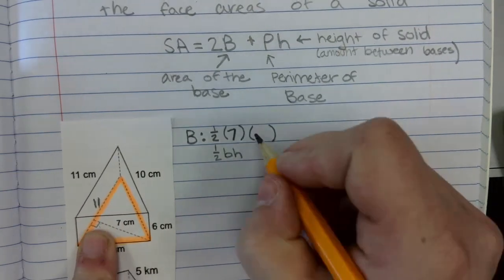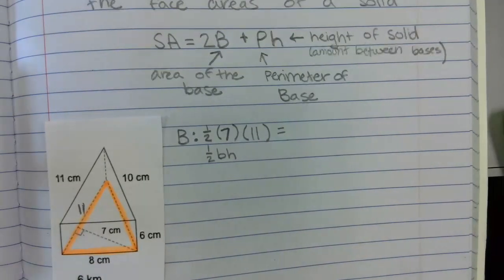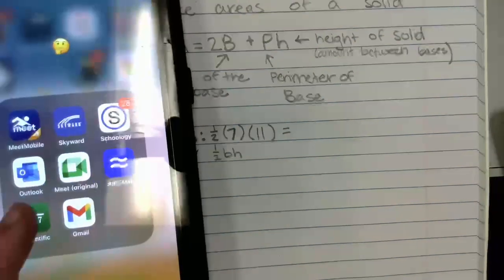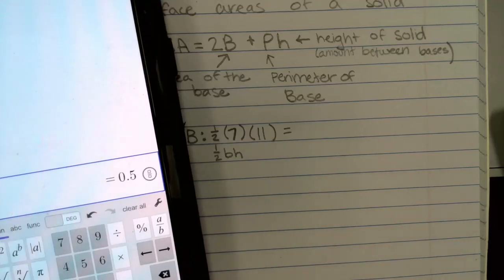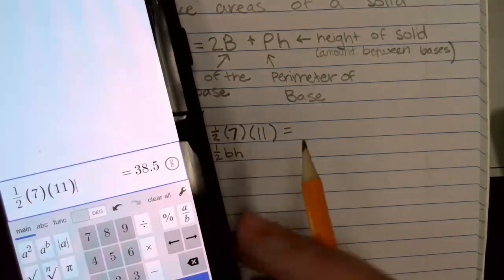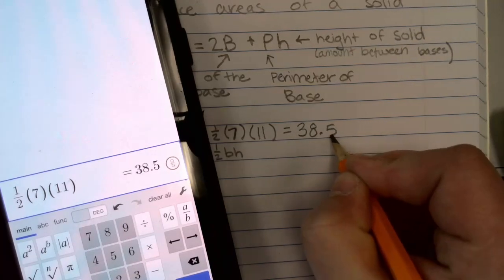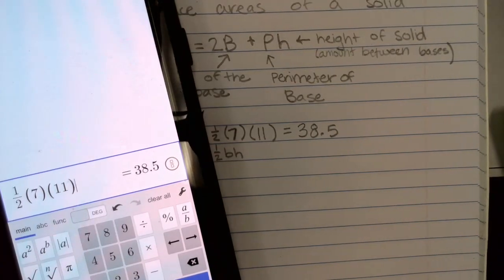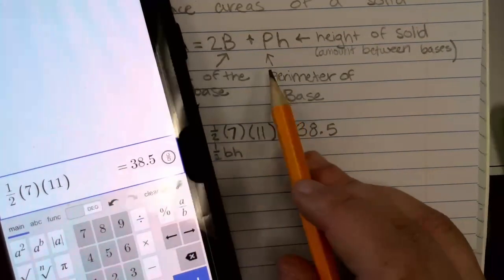So we're going to do 1/2 of 7 times 11. I'm going to use my Desmos calculator today. One half times 7 times 11, and we get 38.5. Now that's where we would have stopped last chapter. We just had to find the area of the triangle, but now we're finding all the areas, all the outside parts too. So now I'm going to find my P.